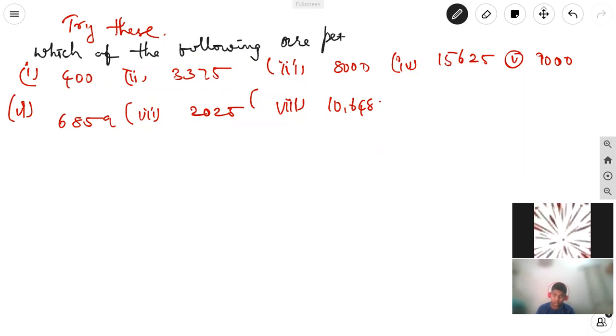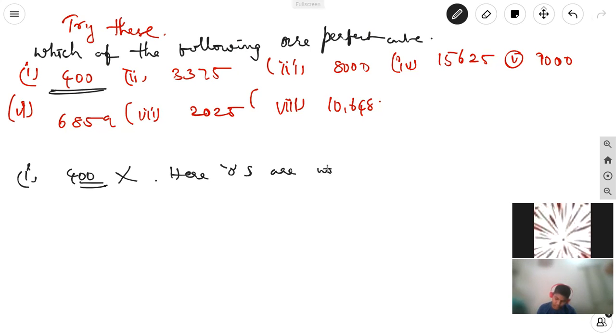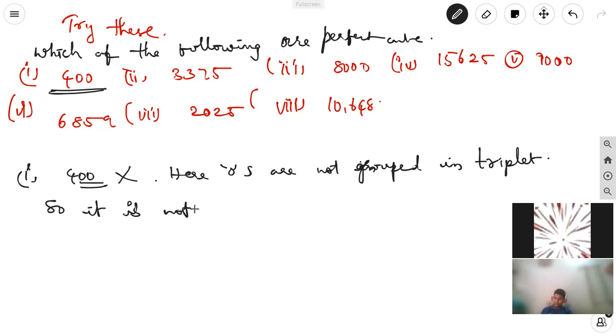Or perfect cubes? Here, by observing the first problem, that is 400, it is not a perfect cube. Why? Because the zeros are not grouped in triplets. So it is not a perfect cube.